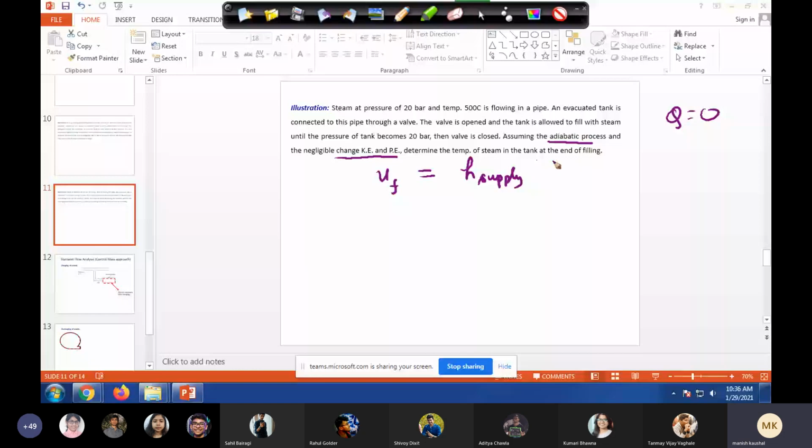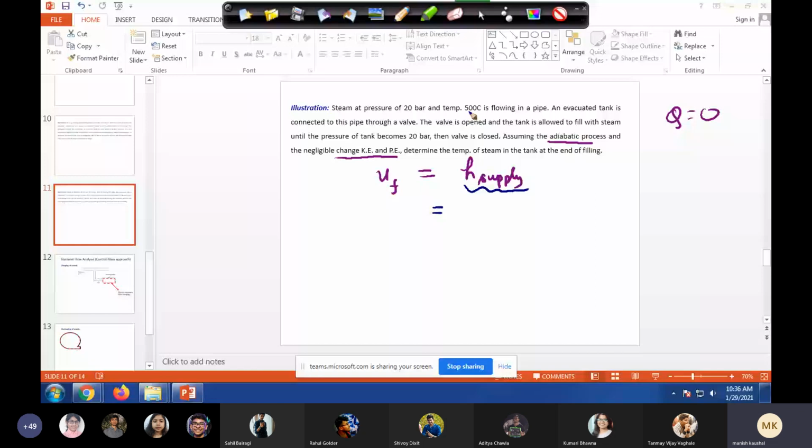First of all, let's calculate the supply line thing, H supply. How can we calculate it? We have steam at 20 bar, temperature 500. Let's go to the steam table and see 20 bar, temperature 500, whether it's superheated or not. Can anyone help me? We can check directly in the superheated table whether we are in the superheated regime or not.